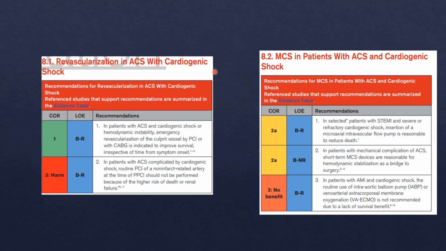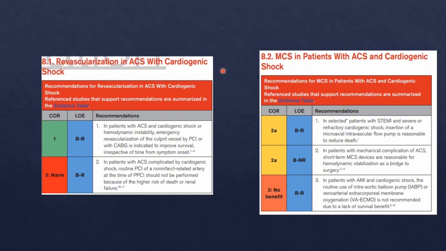Similarly, these short-term devices can be used as a bridge to surgery in patients with mechanical complications. Routine use of intra-aortic balloon pump or VA ECMO is not recommended for patients with cardiogenic shock. This is one thing that one must keep in mind. Mechanical complications of ACS must be managed in a hospital with cardiac surgery expertise, and like we have previously discussed, the mechanical support devices can be used as a bridge to surgery.